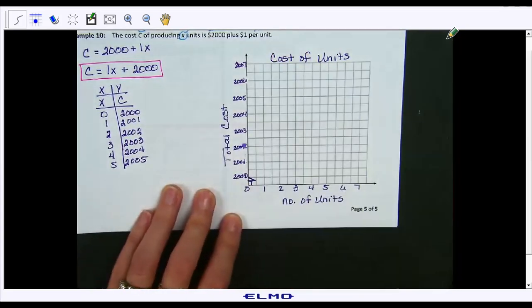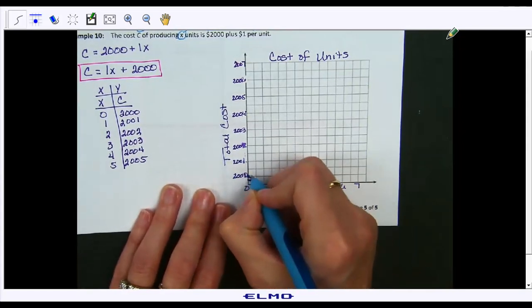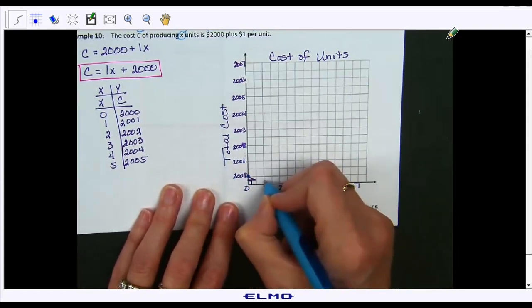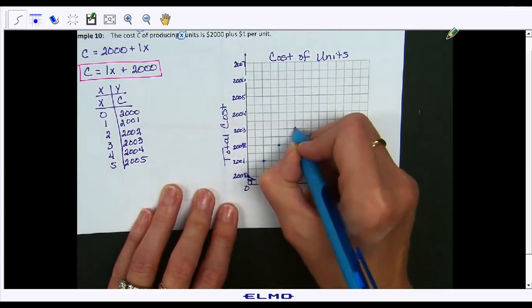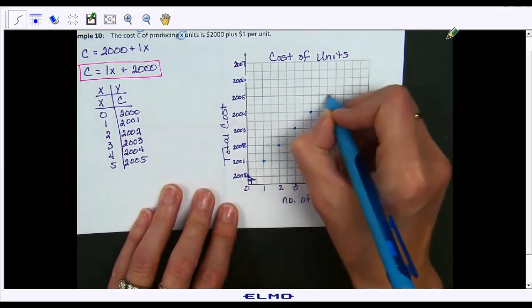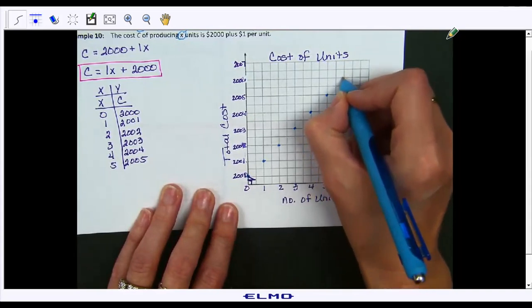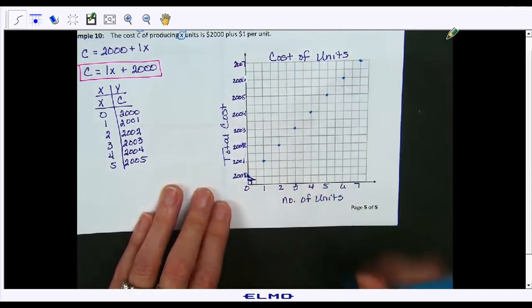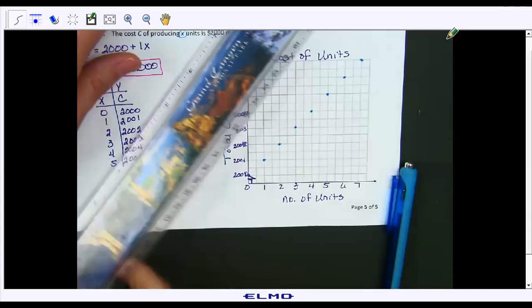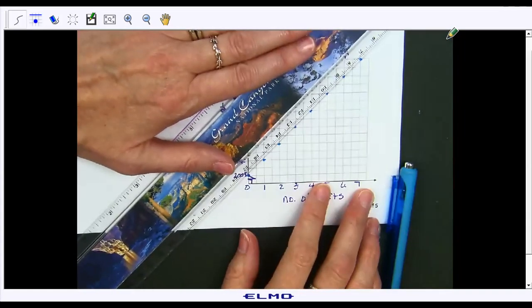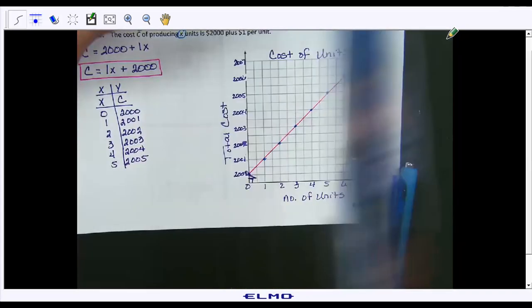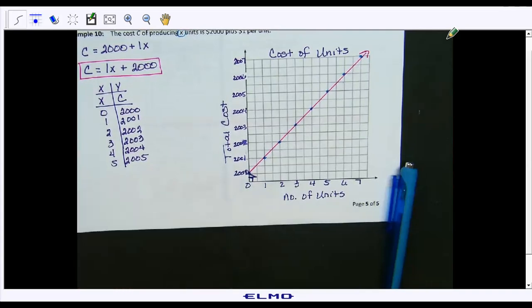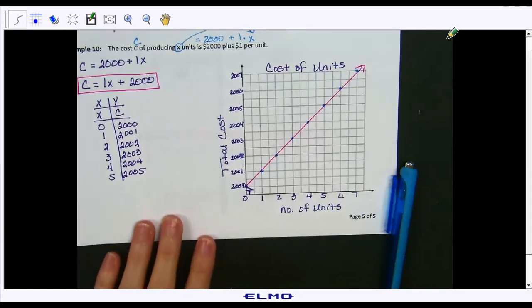Okay, now I can graph accurately. So I'm gonna start here. 1 to 2001. 2002. And then we can draw our line. Okay, any questions? All right, that concludes lesson 3.1.